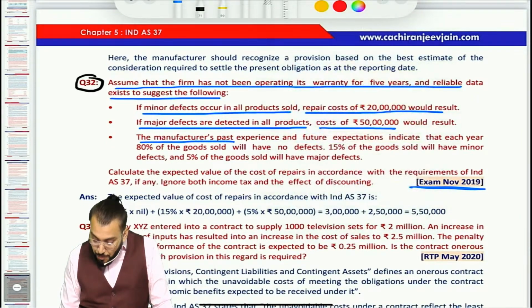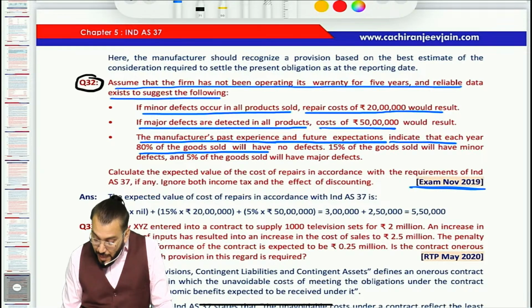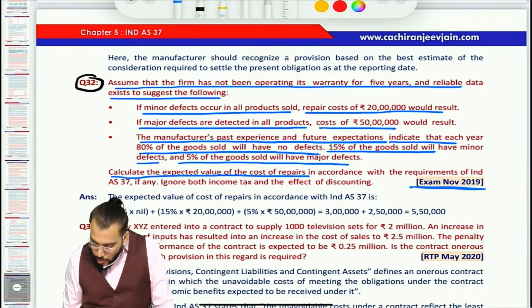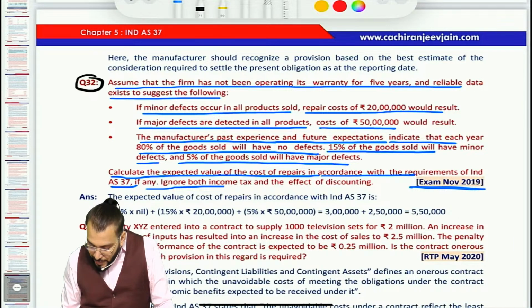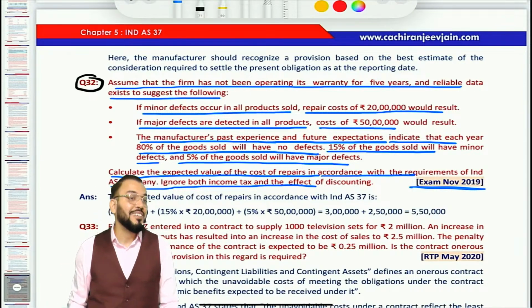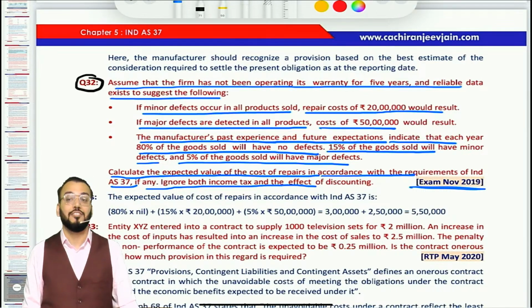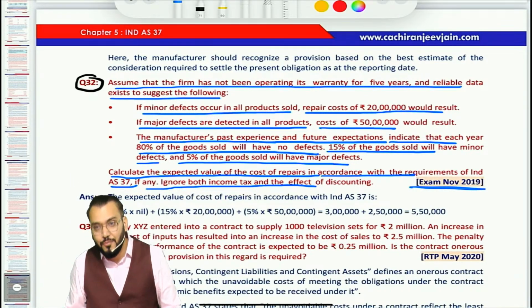The manufacturer's past experience and future expectations indicate that each year 80% of goods sold will have no defect, 15% of goods sold will have minor defect, 5% of goods sold will have major defect. Calculate the expected value of cost of repair in accordance with the requirement of Ind AS 37. Ignore both income tax and effect of discounting. They have not given the rate of discount, so we will ignore discounting from examination point of view.